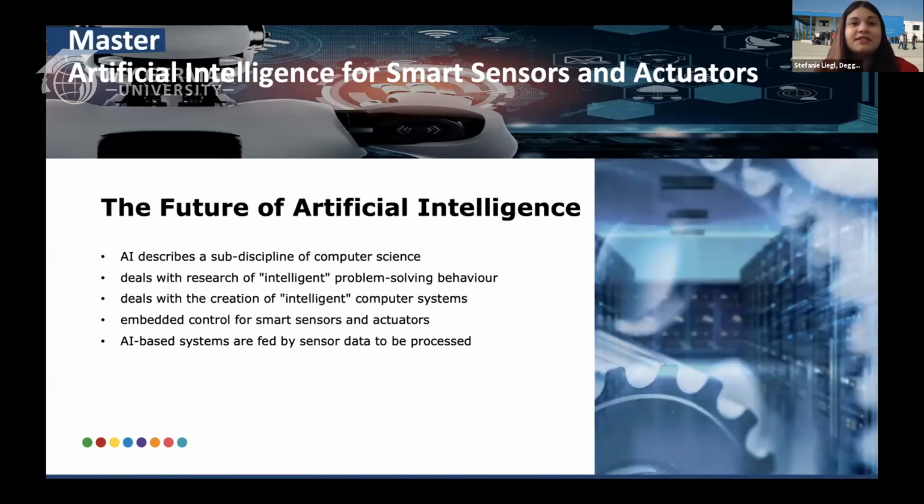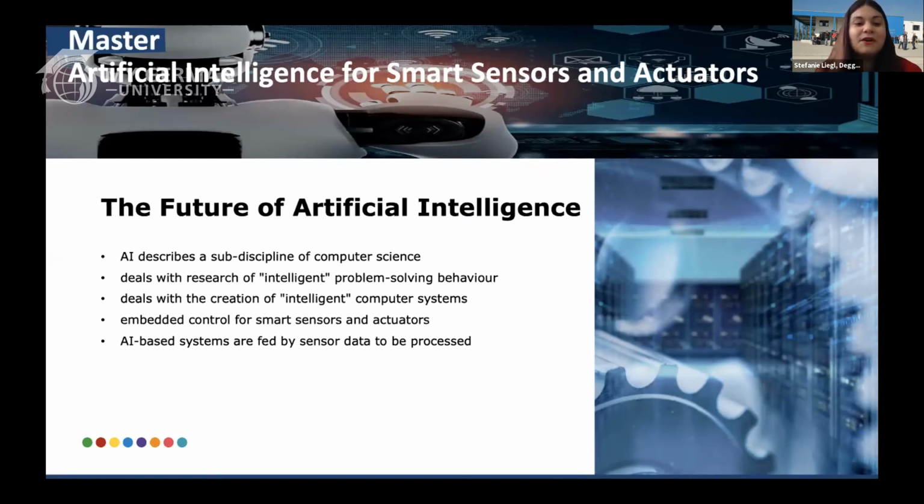Artificial intelligence really marks the path of the future. We can see it in most headlines of science papers nowadays, journals that are discovering the importance of artificial intelligence. That's why we decided to create this study program as well.